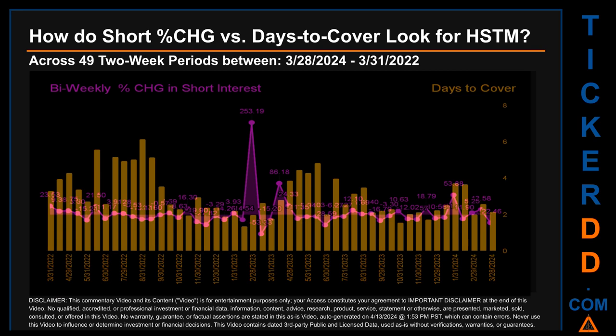253.19%. It occurred once on February 28, 2023 settlement date. The largest percentage decrease in short interest found across those 49 two-week snapshots was -53.33%. It occurred once on March 15, 2023 settlement date. The average days to cover was about 3.07. The biggest days to cover was 6.16, and it happened once on August 31, 2022 settlement date.